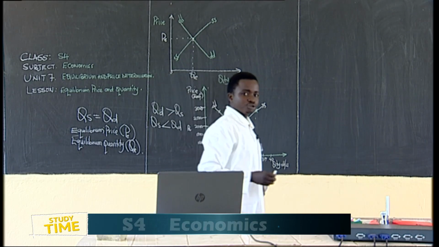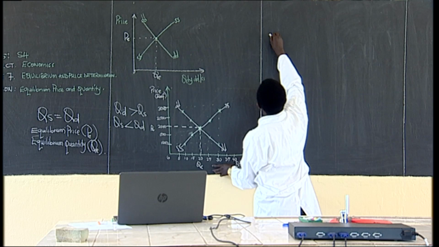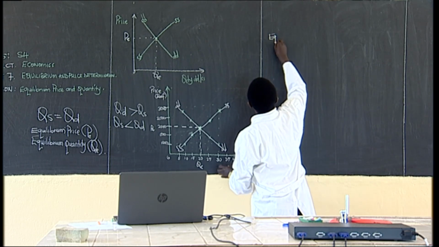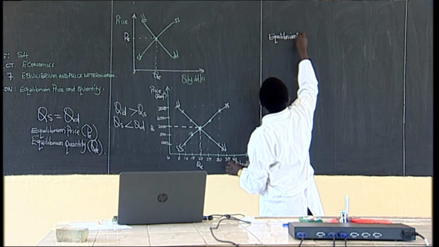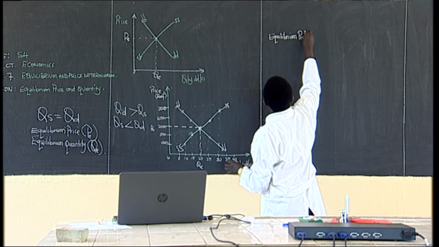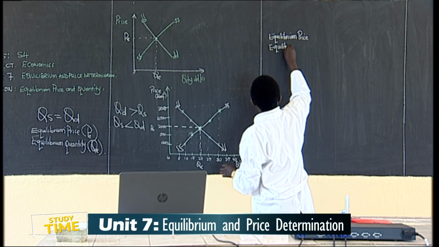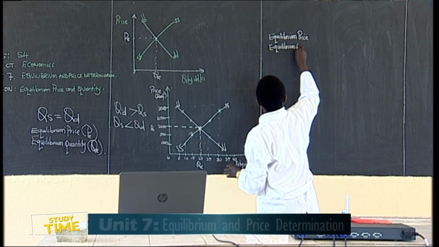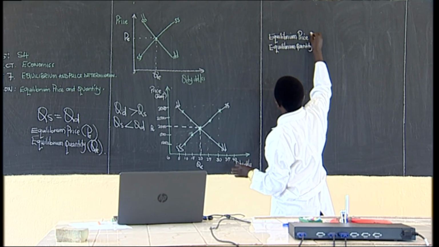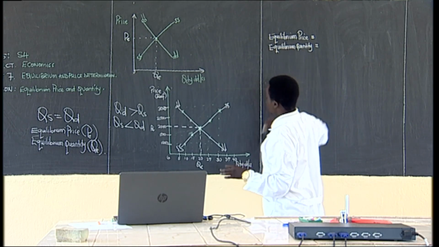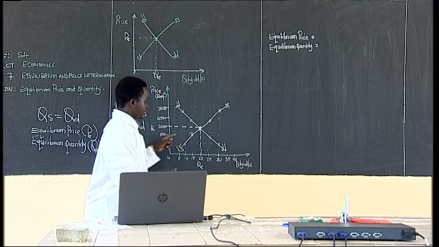Therefore, how do you state this? So from our plotted graph, we can estimate our equilibrium price. So what will be our equilibrium price? And what will be our equilibrium quantity? So for our equilibrium price, you have to check the point of intersection. This is the equilibrium point.